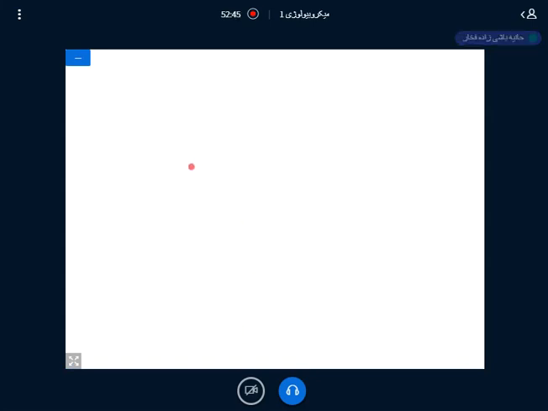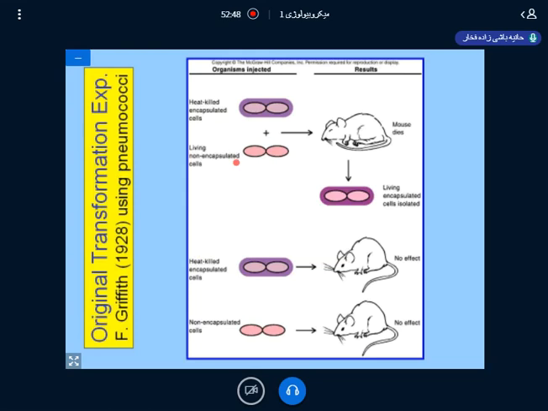Here, transformation. This is the first experiment explaining transformation, in 1928 with Griffith. This is the natural cell, and this is a living cell, but without capsule. Which bacteria is this? Please say which bacteria it is.